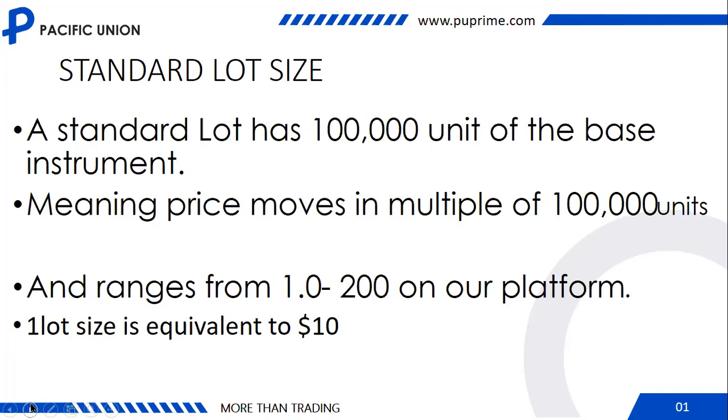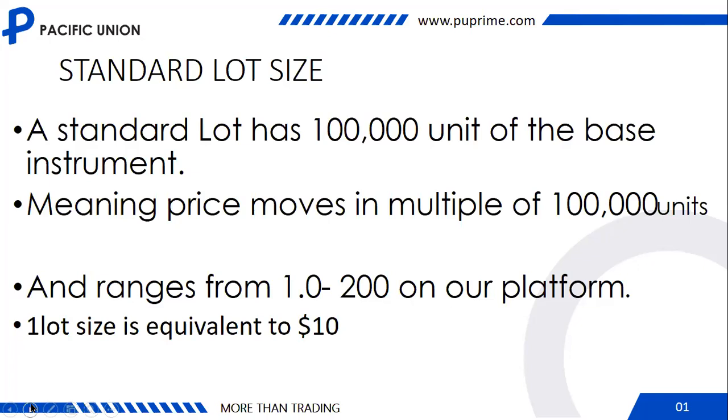Remember I said the base instrument is the first instrument and the quote is the second instrument. It ranges from 1.0 to 200 on our platform. Yes, on Pacific Union, you can use a standard lot size as high as 200 standard lots. And one lot size is equivalent to what?